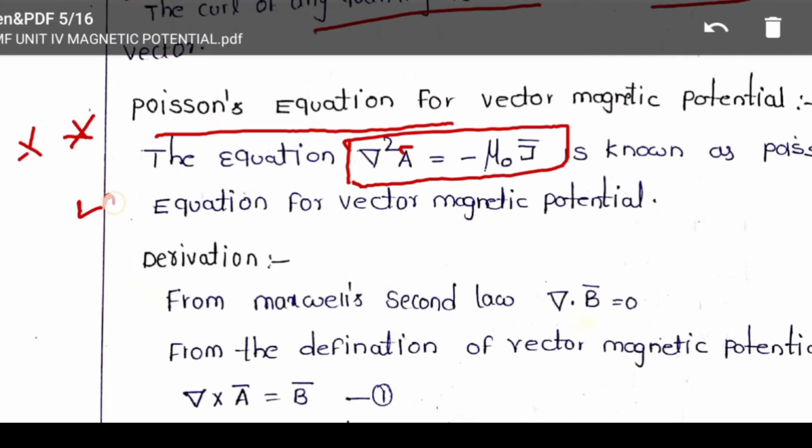Del square A equal to minus mu naught J is known as Poisson's equation for vector magnetic potential or magnetostatic fields. But for 5 marks or 10 marks, if they ask, then we have to derive this. Let's go for the derivation now.